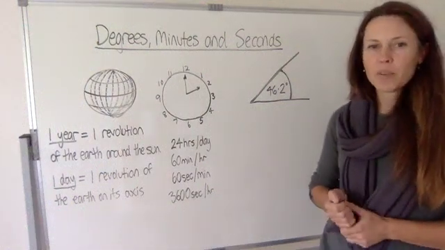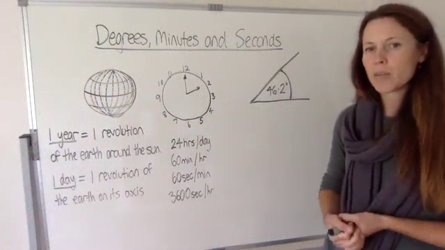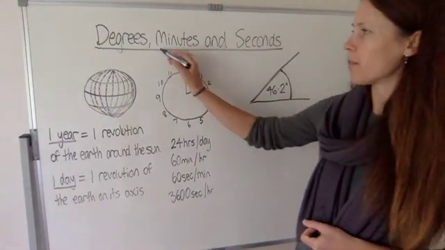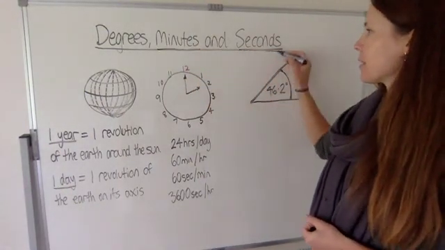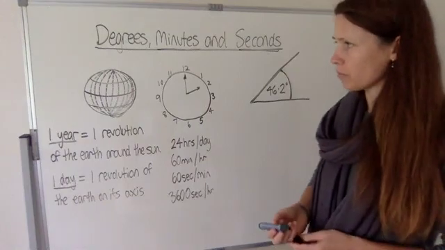Let's look at the measurement of angles and the measurement of time and see what they have in common, because it's time for us to learn how to divide degrees up into minutes and seconds. So let's have a look at where that comes from.